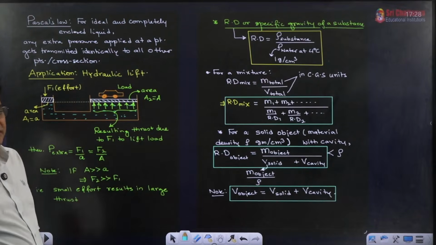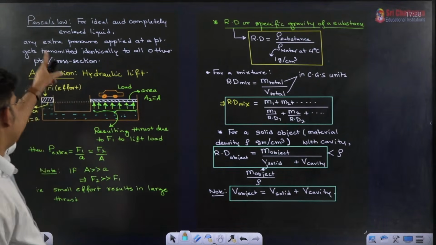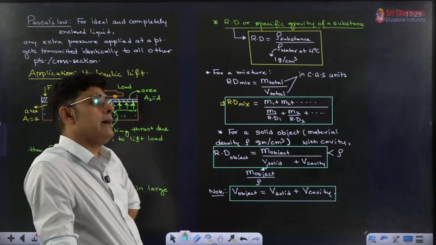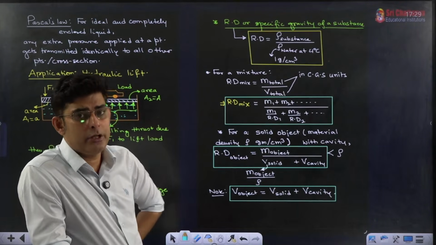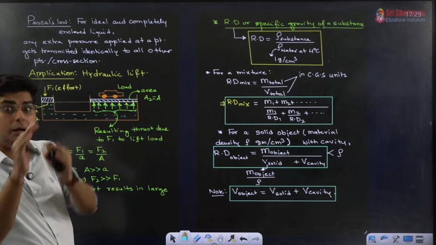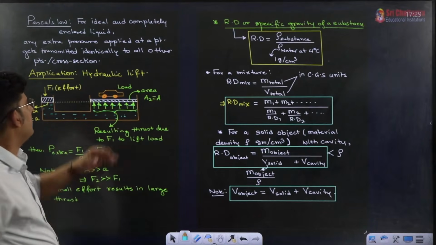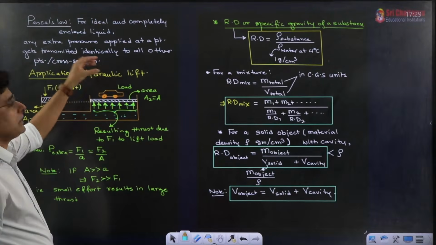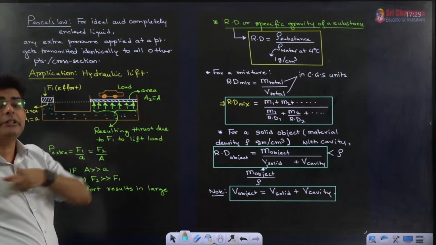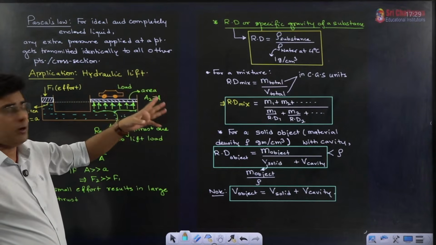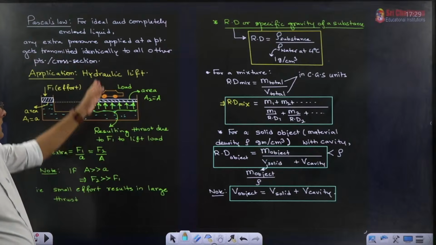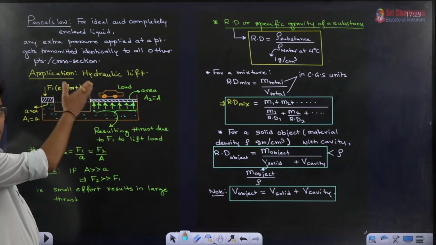Now Pascal's law, please don't get confused in Pascal's law. Pascal's law says about the excess pressure. Whenever we apply some extra pressure by exerting some force on any cross section of a liquid, that liquid should be ideal and it should be completely enclosed. It should not be open anywhere, completely enclosed by some surfaces or vessels. In that case, whatever extra pressure you are applying at any point by virtue of some external force, that pressure gets identically transmitted to all other points of the liquid or all other cross sections of the liquid. The best application of this is the hydraulic lift, where we can lift very heavy loads by a very small effort.